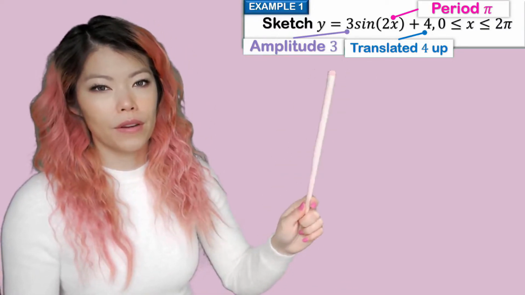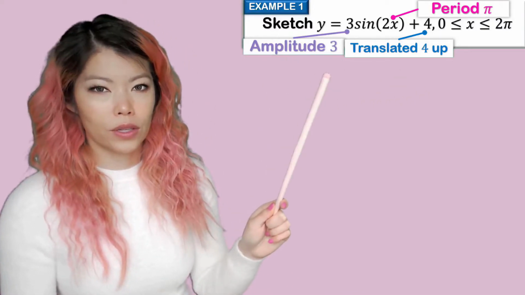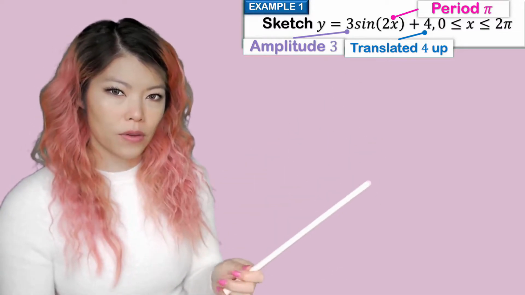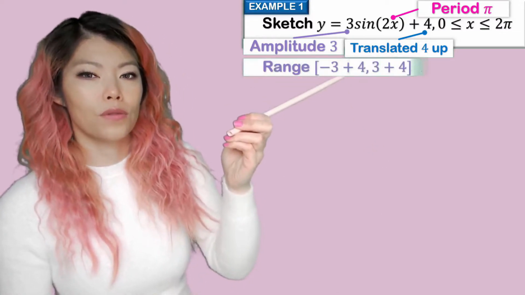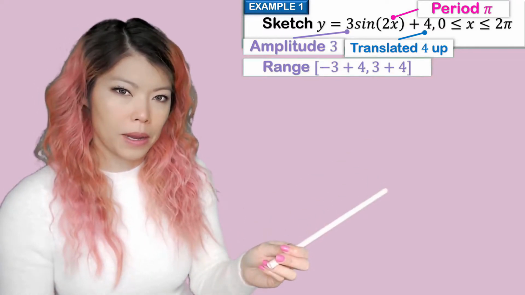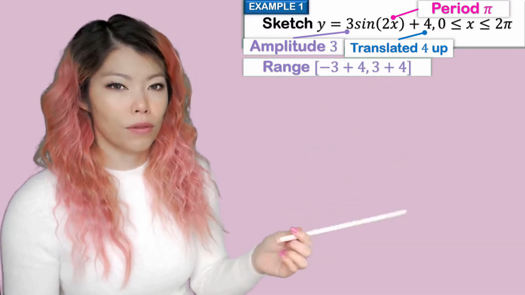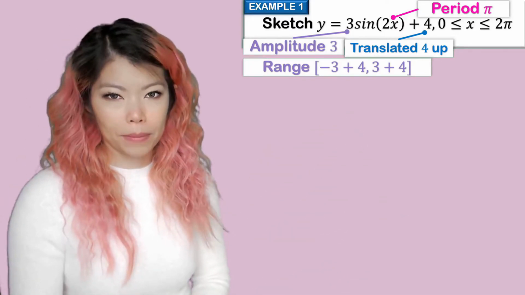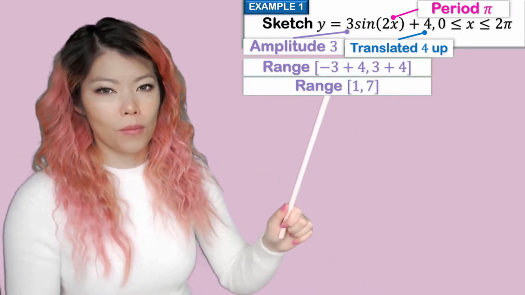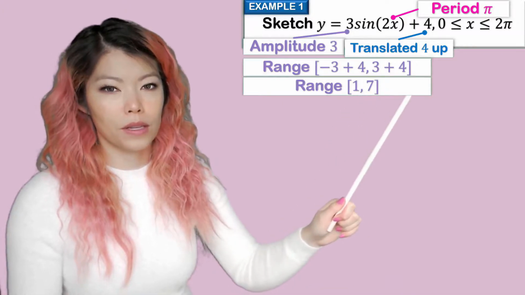Now that we know everything's moved up, the range was 3 and minus 3, but it's now 3 plus 4 and minus 3 plus 4. So the range was minus 3 to 3, but now we have to add 4 because the whole graph has moved up. Minus 3 plus 4 is 1 and 3 plus 4 is 7, so between 1 and 7.